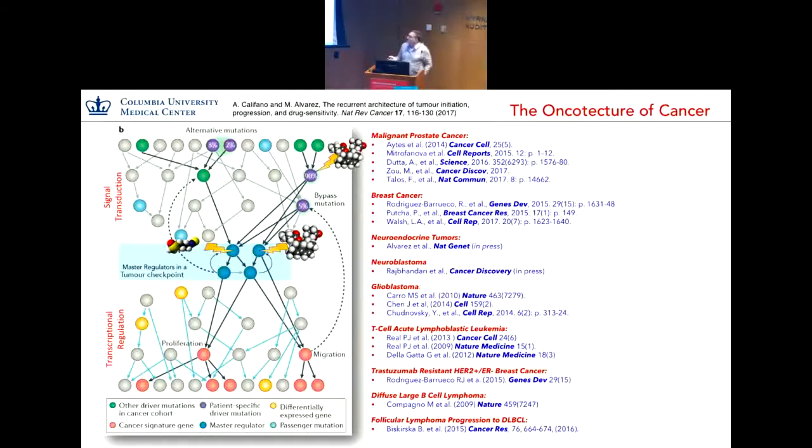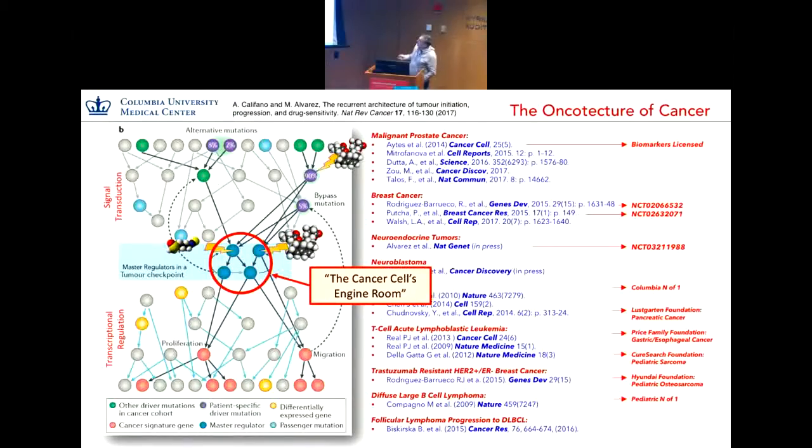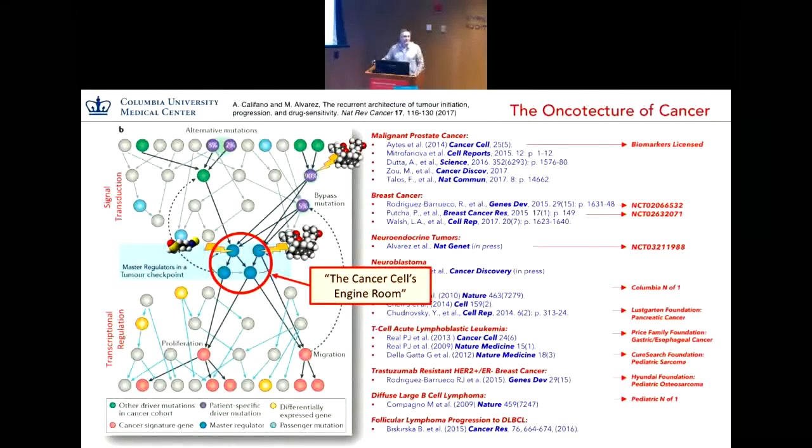Okay? And so this has led to quite a large number of clinical studies and clinical trials where we have done everything from generating biomarkers to having studies that have now progressed to phase 2, combination therapy in breast cancer. This just opened up. We just got funded by both the Lustgarten Foundation and the Price Family Foundation for N-of-1 clinical trials in pancreatic cancer and gastric esophageal cancer. We have been funded by the CureSearch Foundation with Andrew Kung for pediatric sarcoma, and now we're working with several of the people here to implement the same paradigm in pediatric tumors.